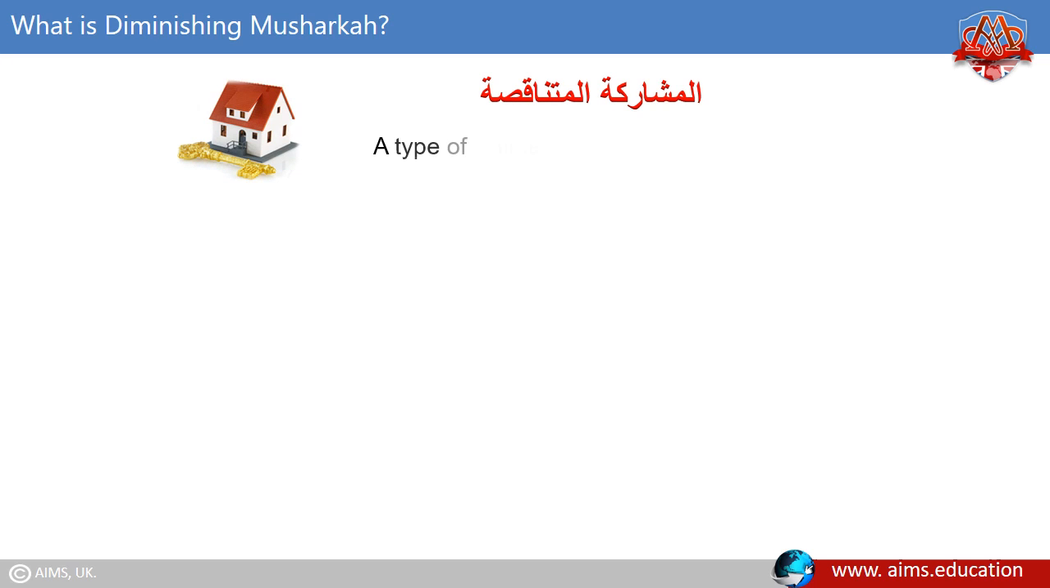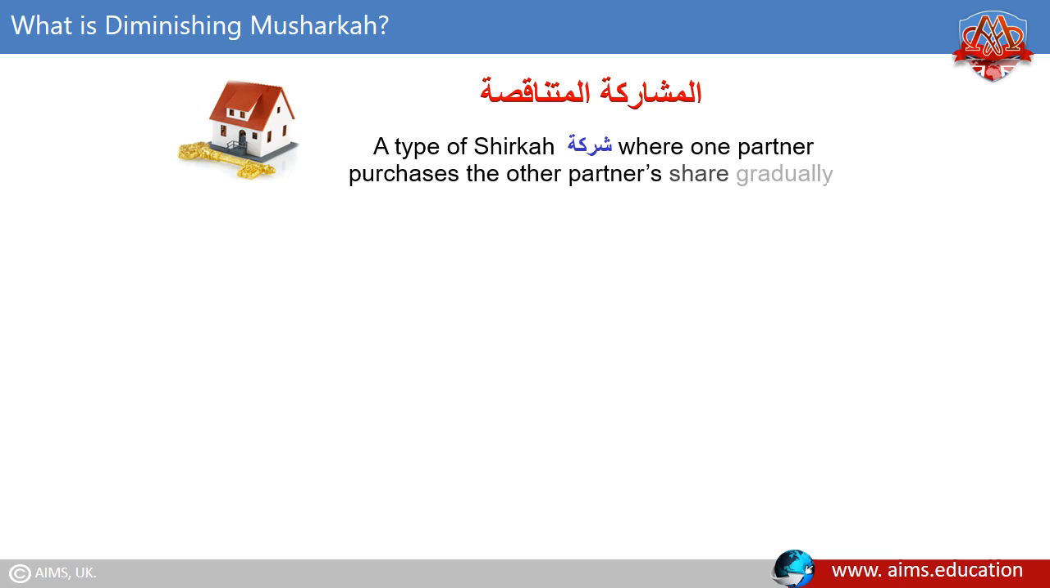It is a type of share where one partner purchases the other partner's share gradually. Let's see how diminishing musharaka works.